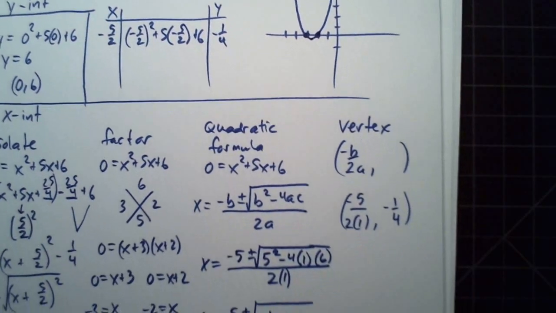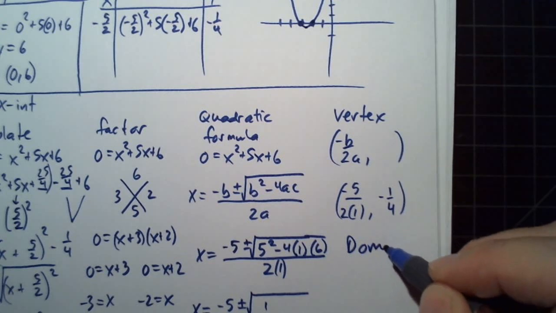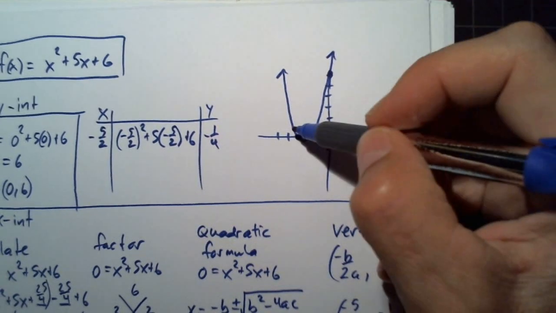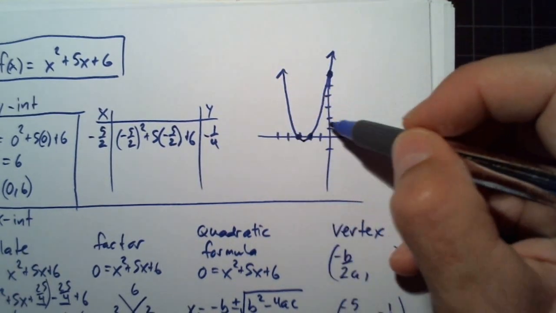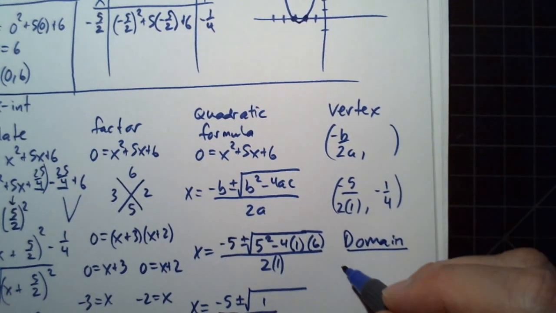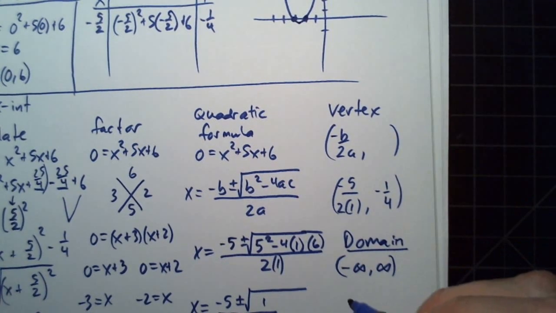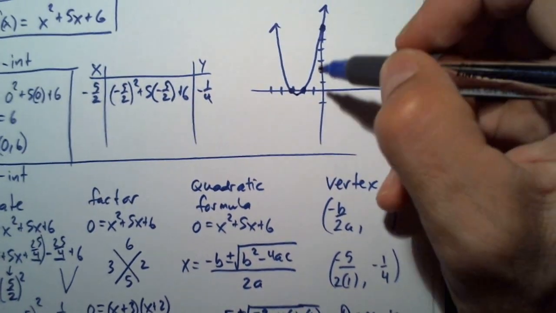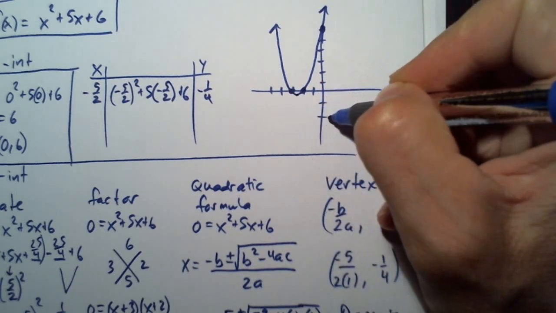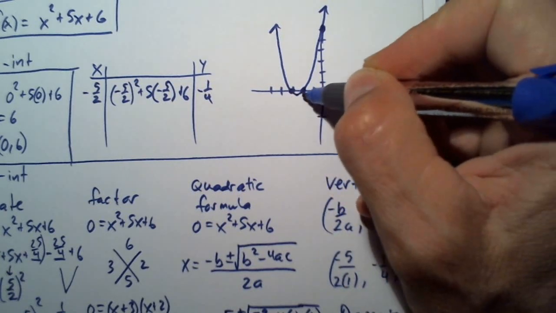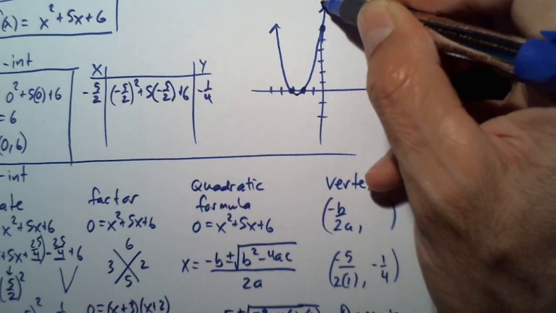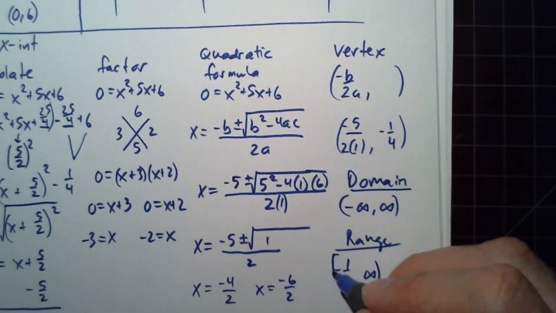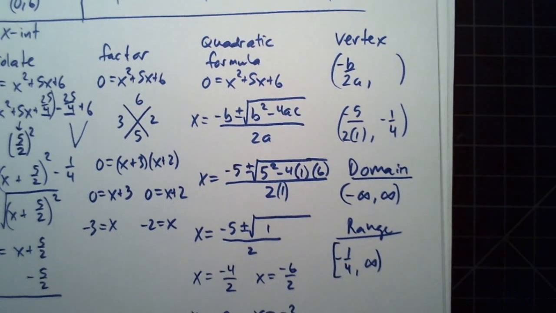And we can also talk about the domain and range. The domain is all the x values. So this graph continues going to the left, it continues going to the right. So that will be all real numbers. And the range is all the y values. So we look at the graph. Well, this y value does not have a point on the graph. This y value does not have a point. So it starts at negative 1/4 and then goes to infinity. So the range is negative 1/4 to infinity, including negative 1/4. So we use a bracket.